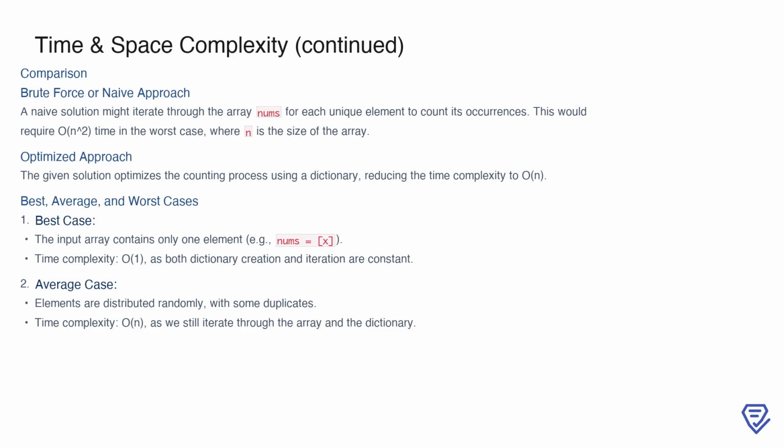Now, let's consider the best, average, and worst case scenarios. In the best case, the input array contains only one element, such as nums equals [x].